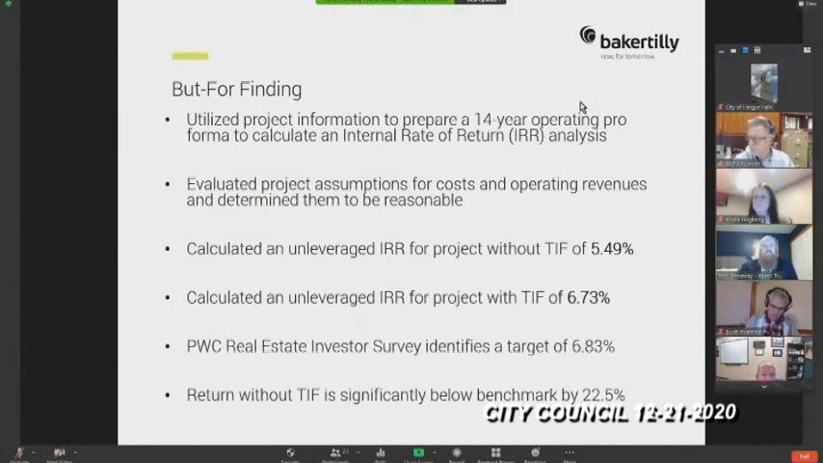When we do evaluate the but-for test, we're looking at the proposed development as it's referred to within the TIF plan, with and without the requested assistance. We're not talking about any potential development on the site as part of the analysis. It's specific to the development proposal at hand. So would this proposed development, this two-building mixed-use development, occur but for the use of tax increment financing?